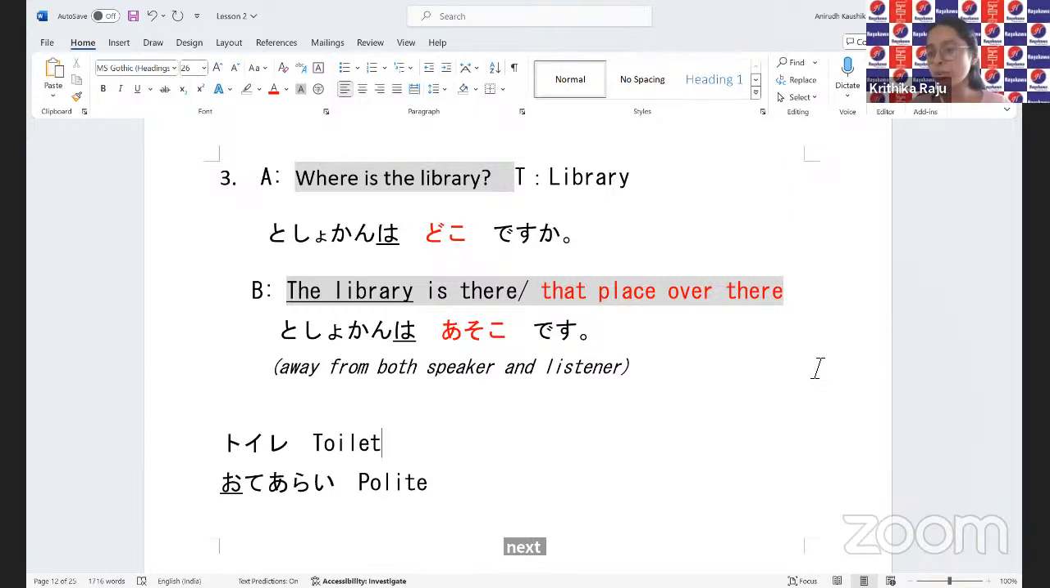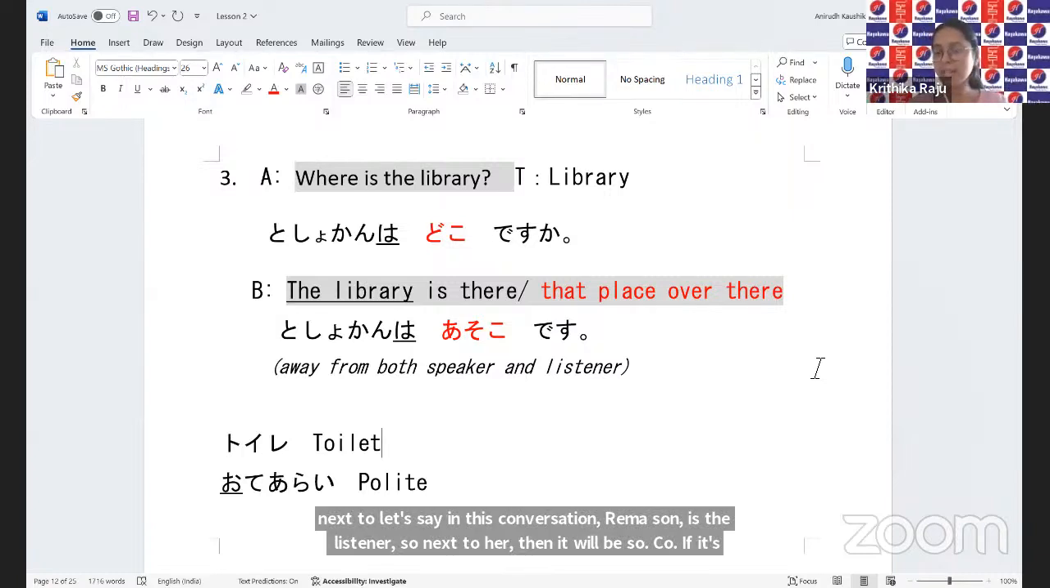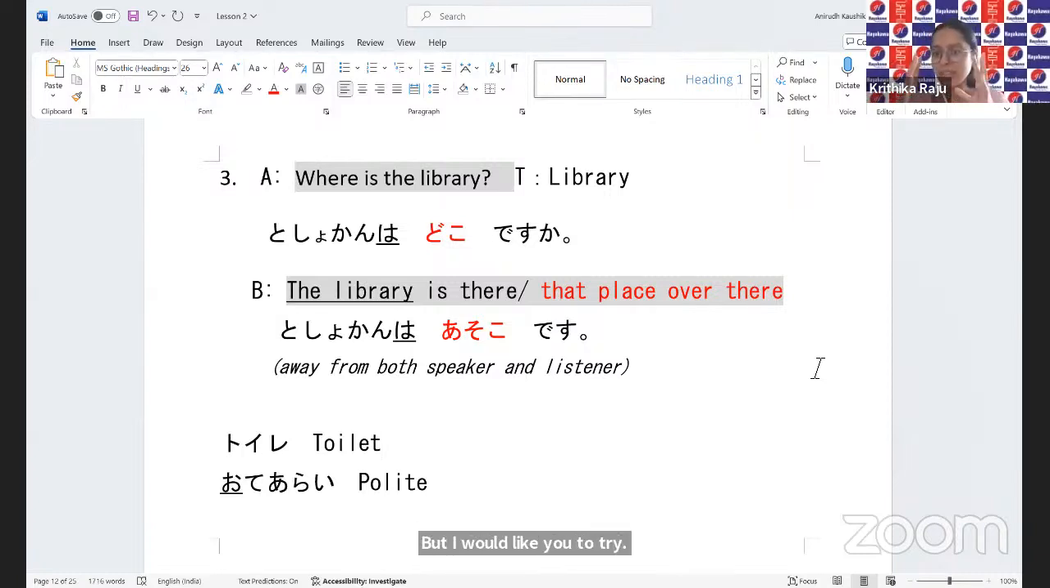But I would like you to try. Think about the meanings. Put yourself in that situation. Imagine Rima-san is there asking you that question and you're answering her. How will it be? Anybody can volunteer. Toire wa soko desu. Right? Anybody else want to give a different answer to Rima-san?